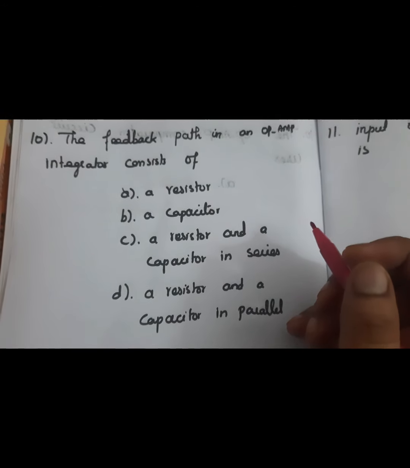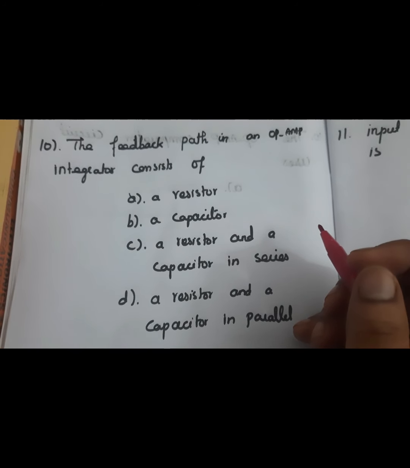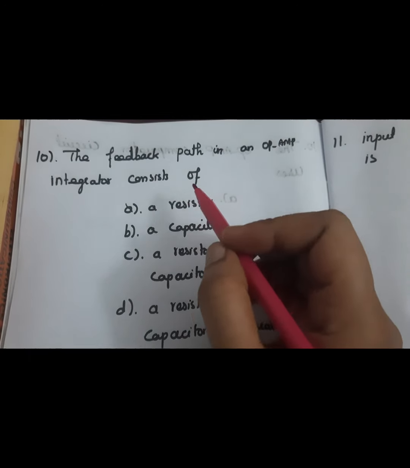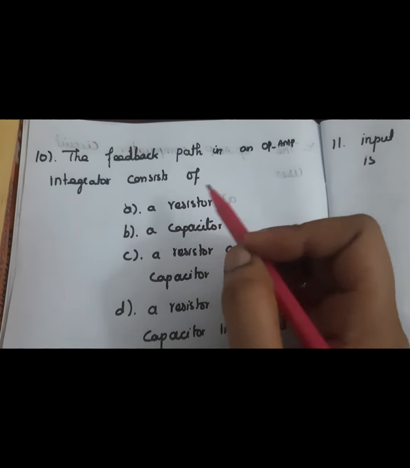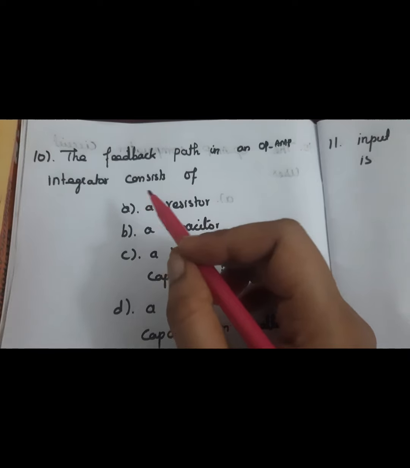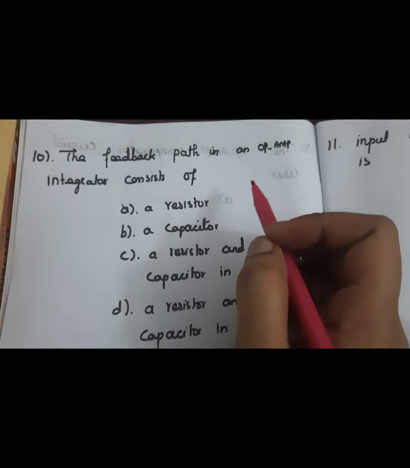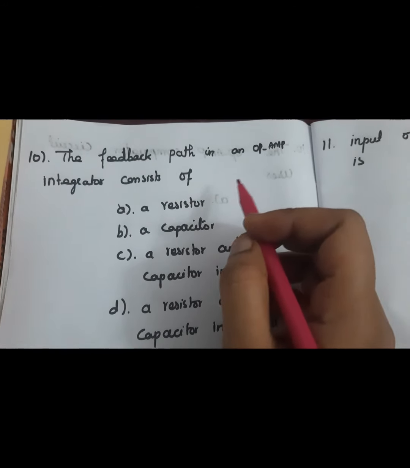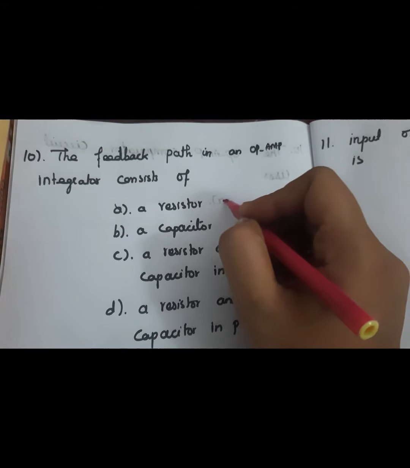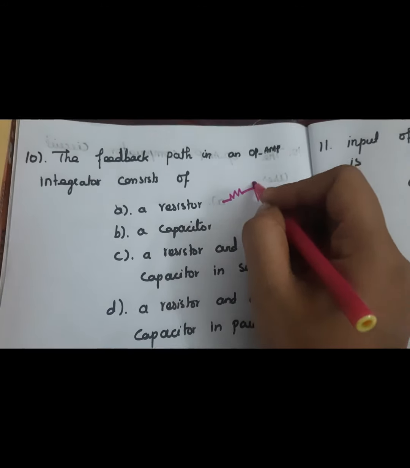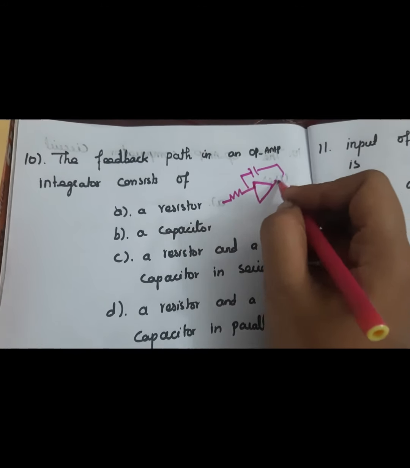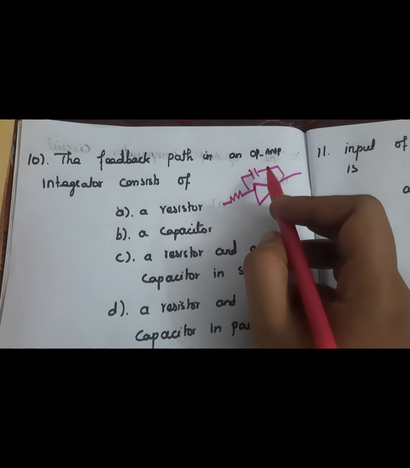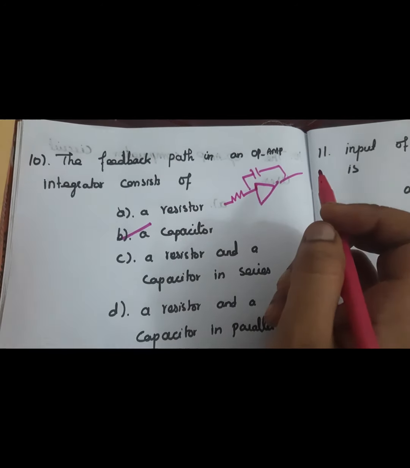Next question, 10th question, the feedback path in an op-amp integrator consists of. Integrator and differentiator have just the opposite of each other. If the integrator has a capacitor in its feedback path, the differentiator has a resistor in its feedback path. This is the circuit for an integrator, so the feedback path consists of a capacitor. So here B is the answer.